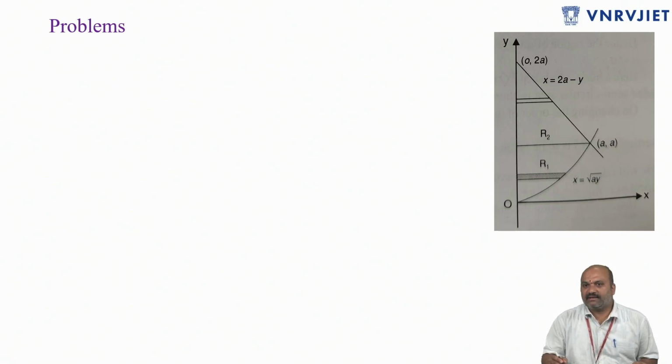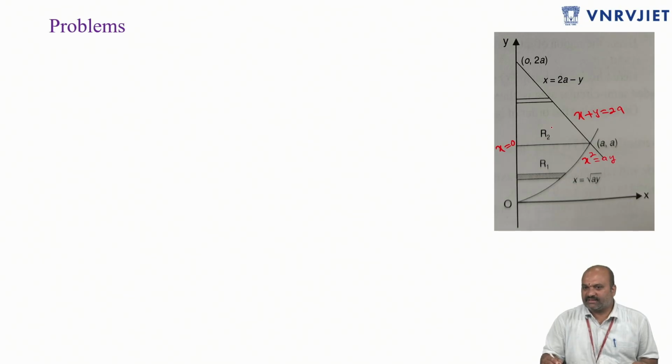I am considering the same region, only the first quadrant. See, this is the region. This is the line x equals 0, the y-axis, and this is the line x equals 2a minus y, or actually x plus y equals 2a. This is the line, and this is the parabola, as we know x square equals ay. And this is the intersection point (a, a).